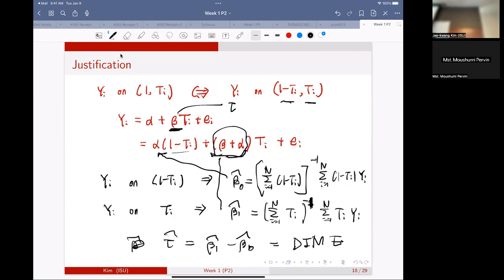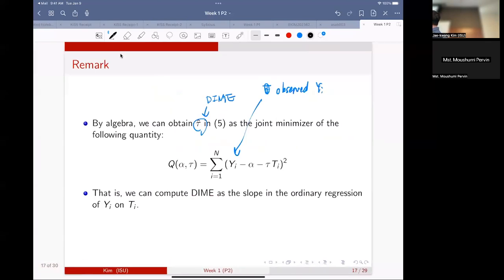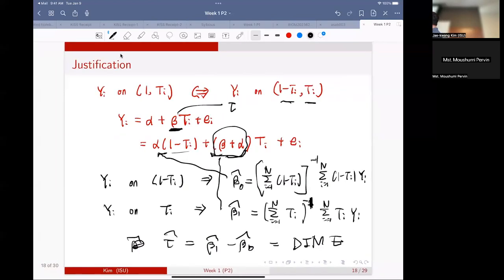Well, you could just use the old-fashioned way, right? This is a quadratic function, so the optimization is not really difficult. You can just differentiate and solve it, and then you get the normal equation, and you should be able to show that tau hat is indeed the difference in means. This is another way, using some matrix algebra and orthogonality.